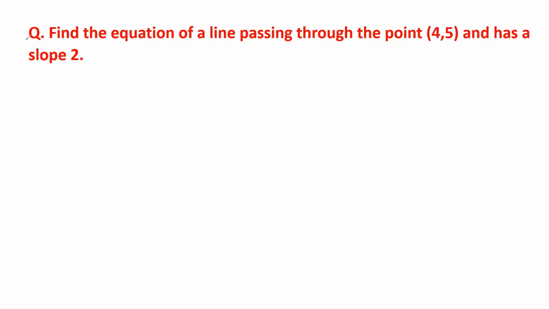Now, let us see this question. Find the equation of a line passing through the point 4, 5 and has a slope 2. So we know that the equation of a line in point slope form passing through a point x1, y1 and has a slope m is given by y minus y1 equals m into x minus x1.